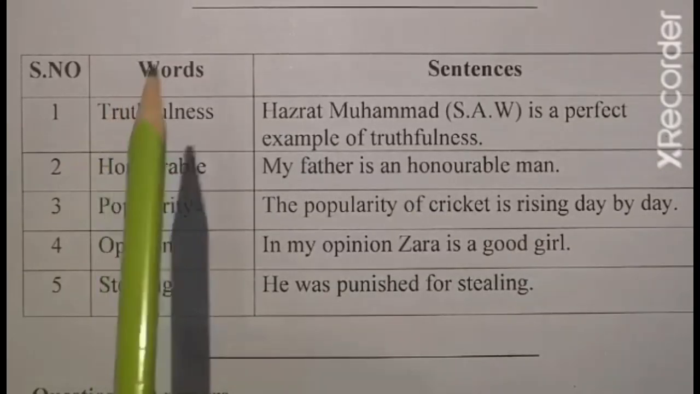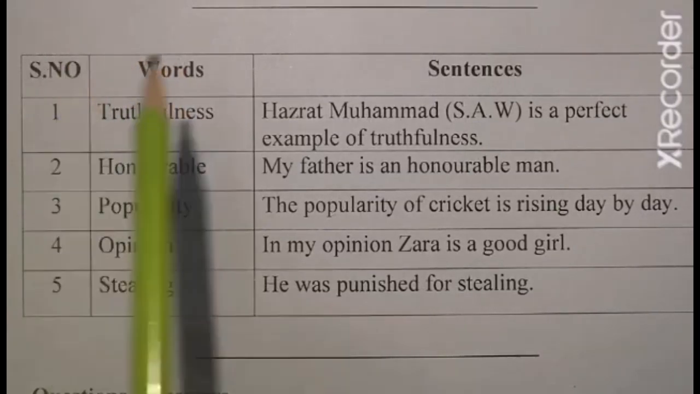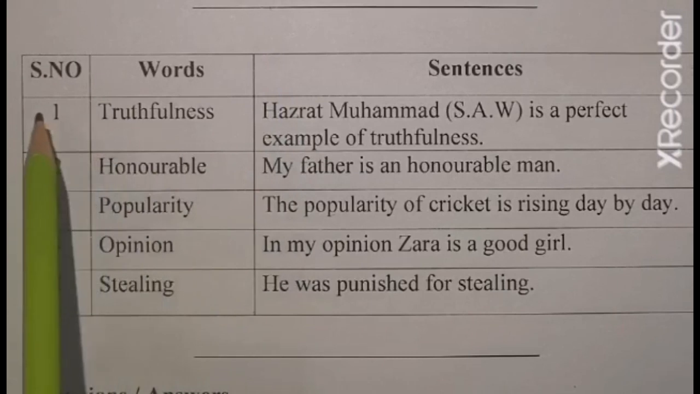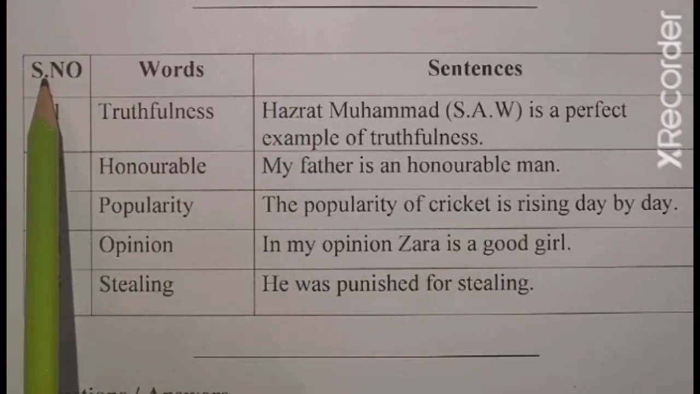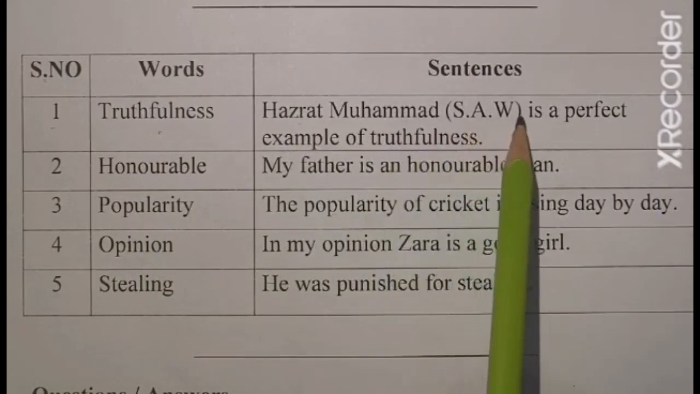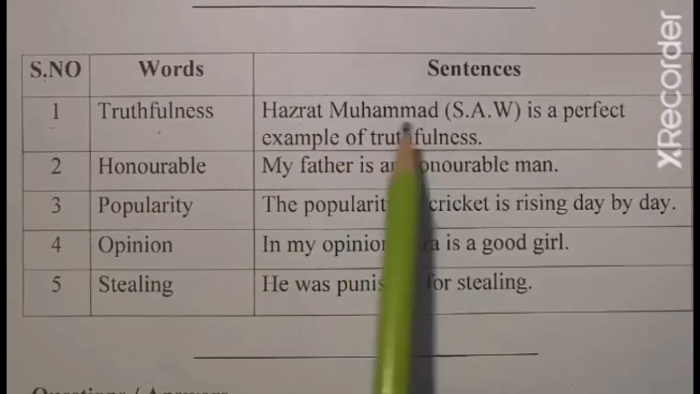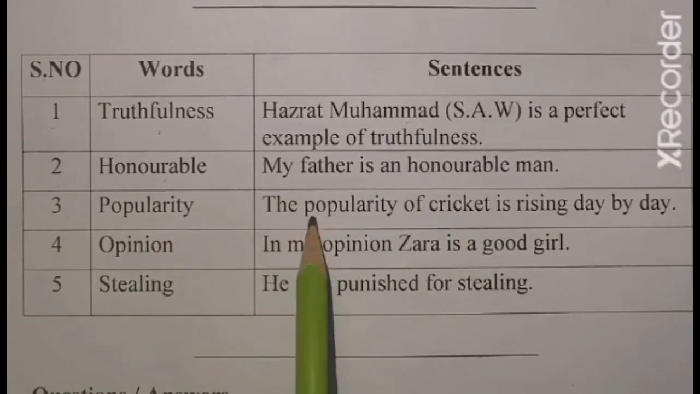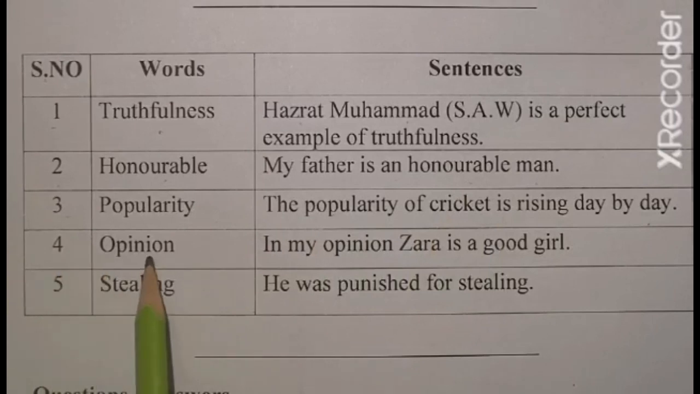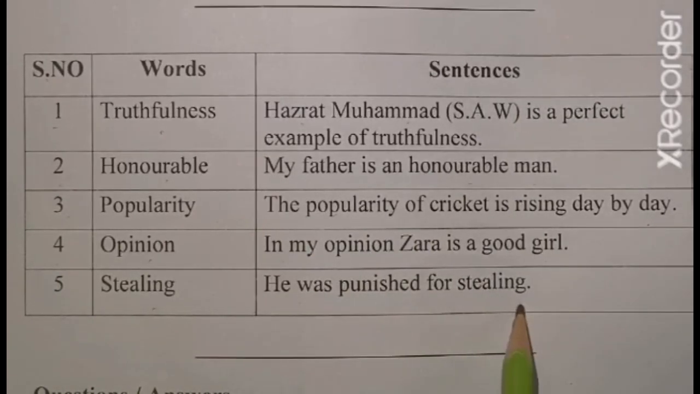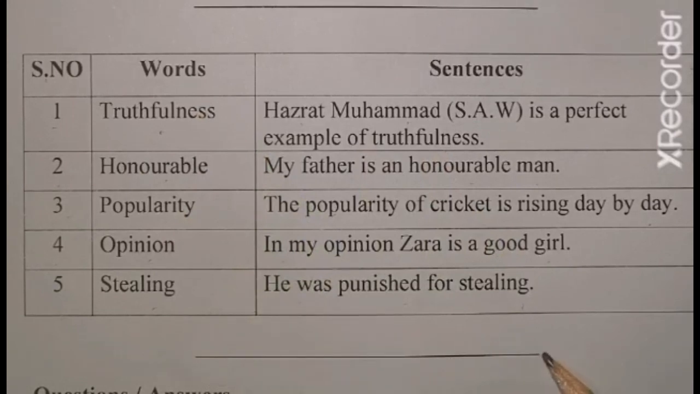Now go to your next page on your copies. Draw margin line on your copies for the word sentences and start writing. Draw also a serial number on your copies and date. Now number 1 word is truthfulness. Sentence, Hazrat Muhammad sallallahu alaihi wasallam is a perfect example of truthfulness. Number 2, honorable. My father is an honorable man. Number 3, popularity. The popularity of cricket is rising day by day. Number 4, opinion. In my opinion, Zara is a good girl. Number 5, stealing. He was punished for stealing. After completing your word sentences, then draw a finishing line if there is any space on that page.